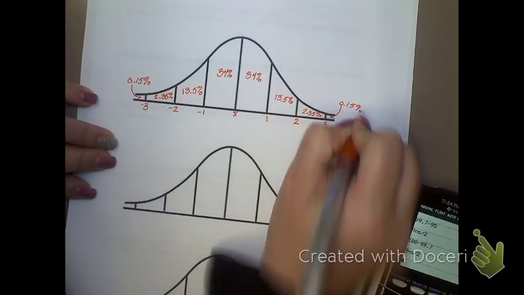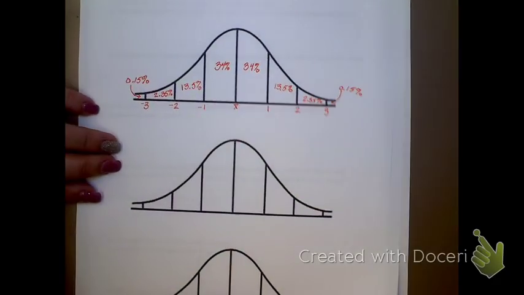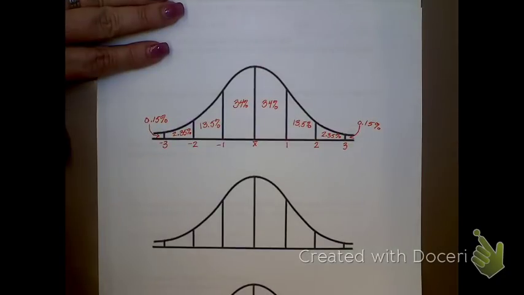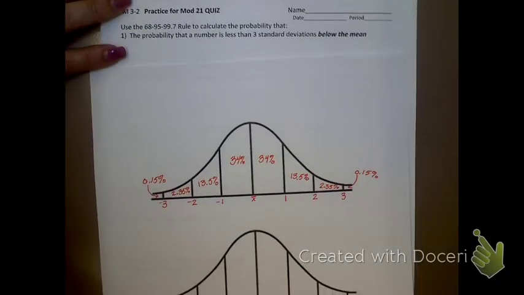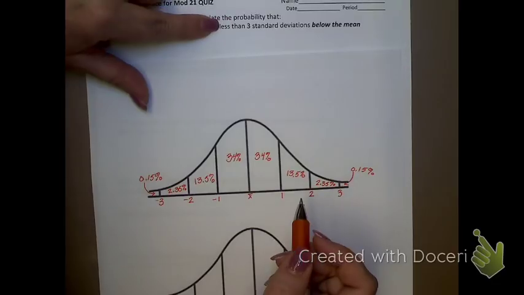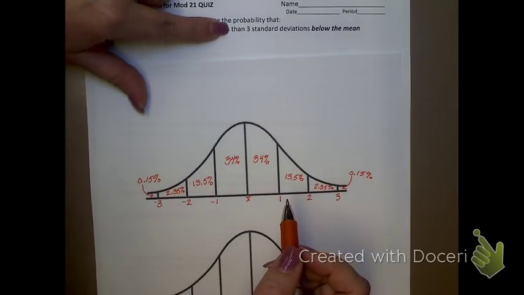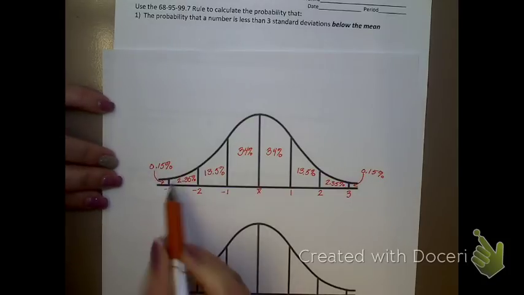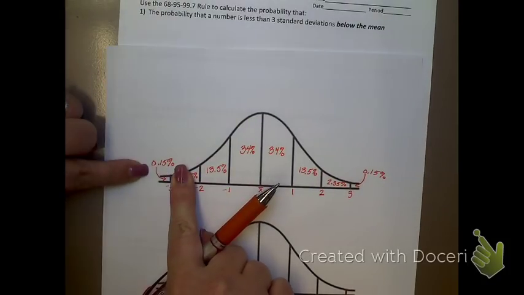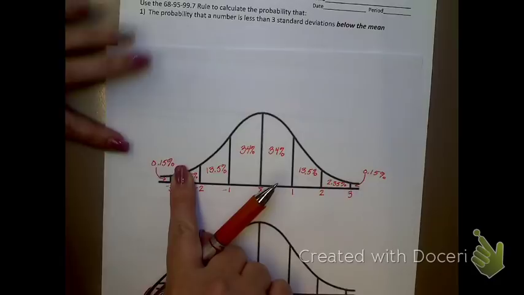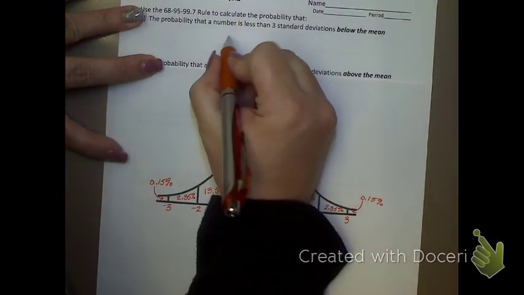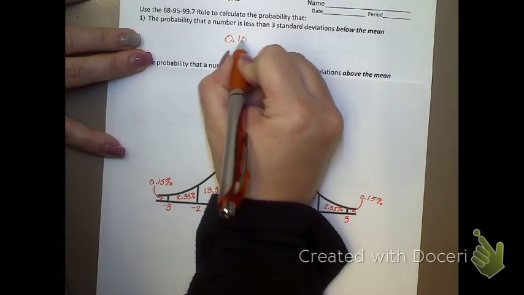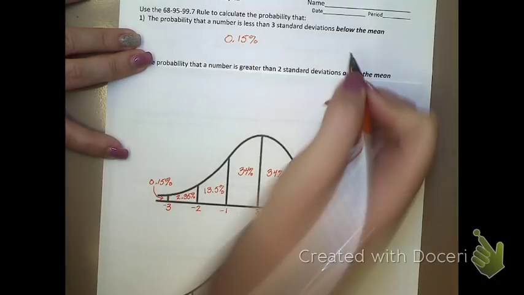Now you're going to have to come up with that on your own come the quiz time. So the probability that a number is less than, that means to the left of, 3 standard deviations below the mean. Well, here's 3 standard deviations below. If I add up everything to the left, there's only this one section. So that gives me 0.15% is my percentage there.